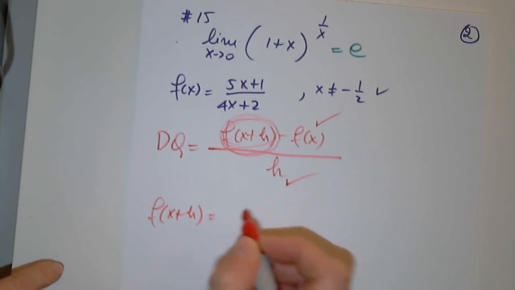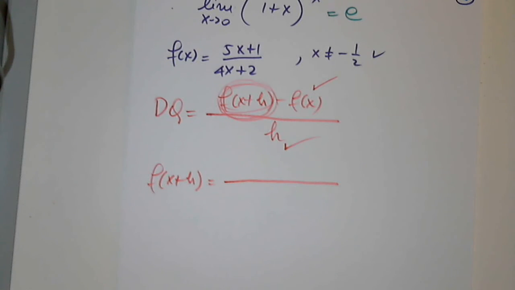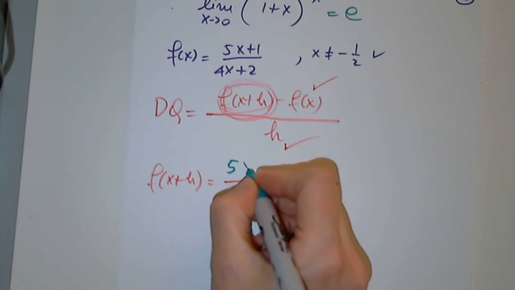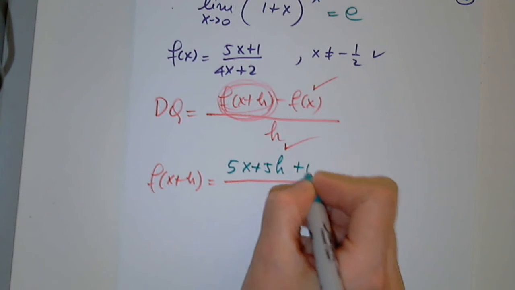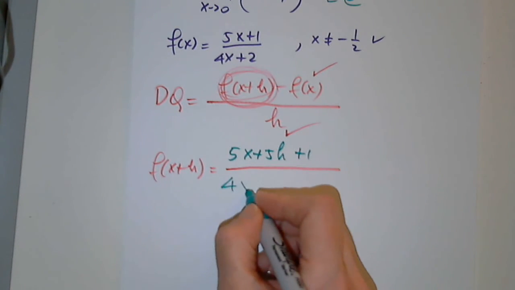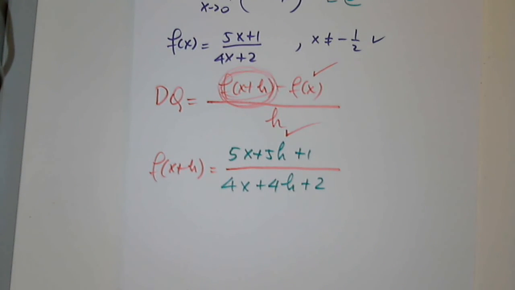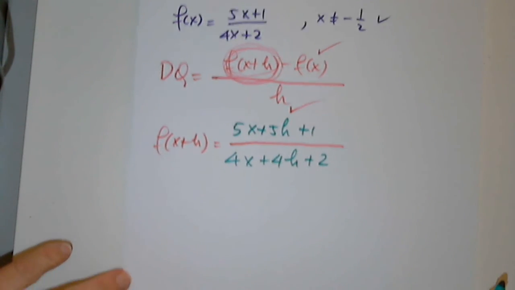Can anyone dictate f of x plus h? Good, so then 5x plus 5h plus 1, and the denominator, 4x plus 4h plus 2. Everyone in agreement with this step? Everyone? Excellent, perfect. So now I'm ready to put all these three pieces together.